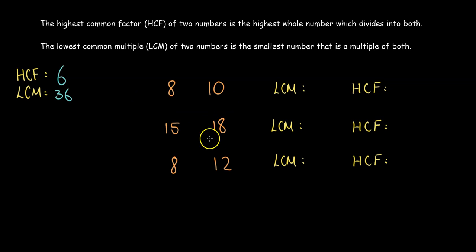So there's 3 pairs of numbers here. And if you pause the screen now and have a go at finding the lowest common multiple and the highest common factor, I'll show you the answers.